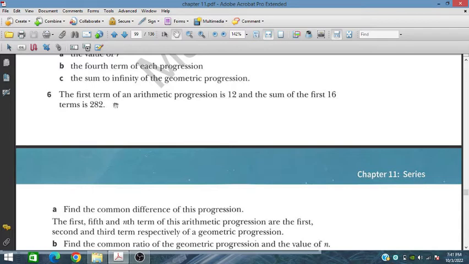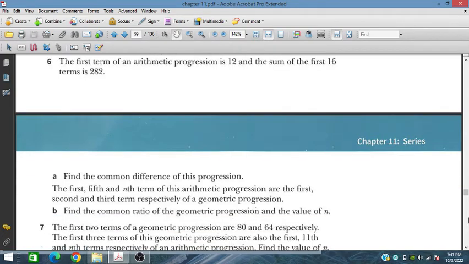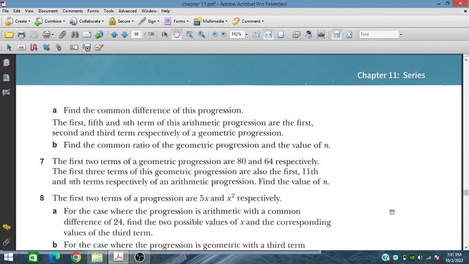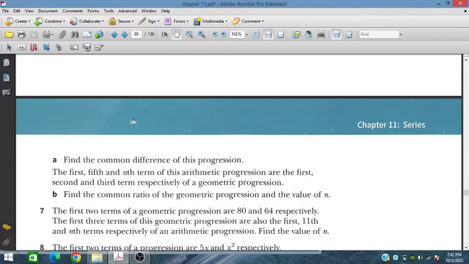So we have to find the common difference of this progression, that is problem number 6. So for this information we can use it in our problem. And let's see the second part. Find the common difference of the progression. The first, fifth and nth terms of this arithmetic progression are the first, second and third terms respectively of the geometric progression. So the first, fifth and nth terms correspond to the first, second and third terms, right?